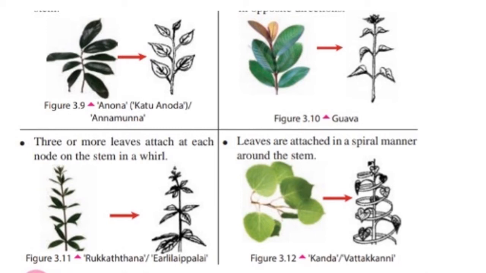The first figure, we call it leaves on alternate sides of the stem. Example is Anoda, Katu Anoda. The second figure shows leaf arrangement paired at the nodes and in opposite directions. Example is guava. Third one, three or more leaves attached at each node on the stem in a whorl. Example is Rukkatana. The fourth figure shows leaves attached in a spiral manner around the stem. Example is Kantha.